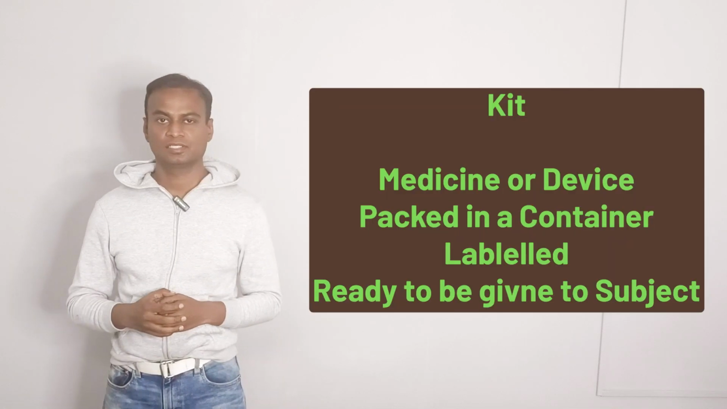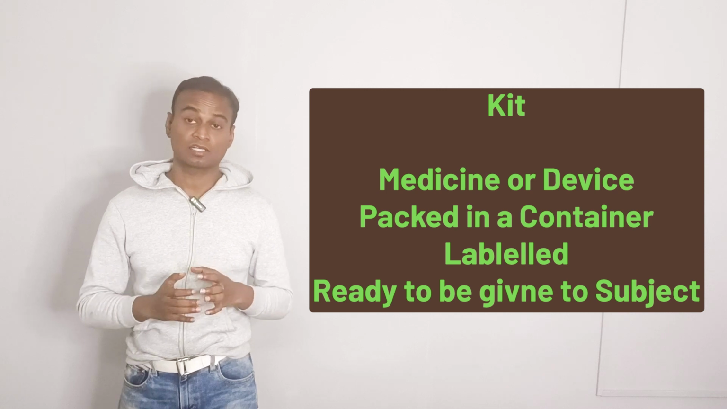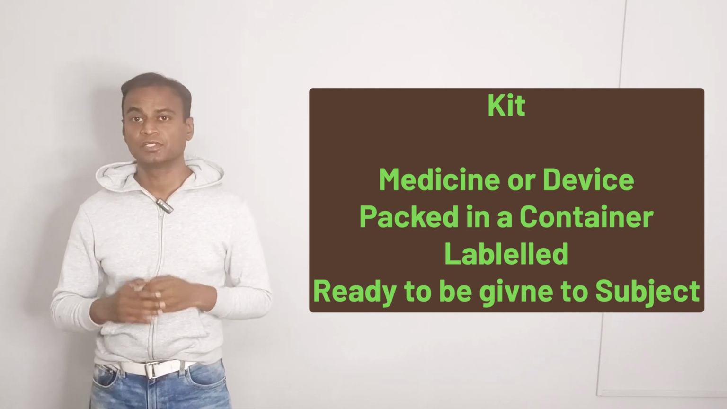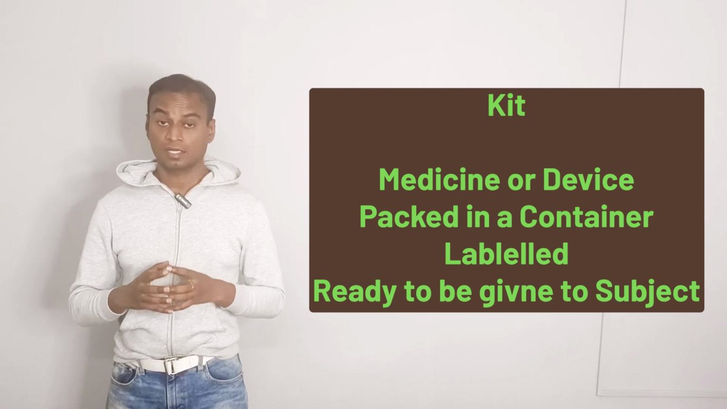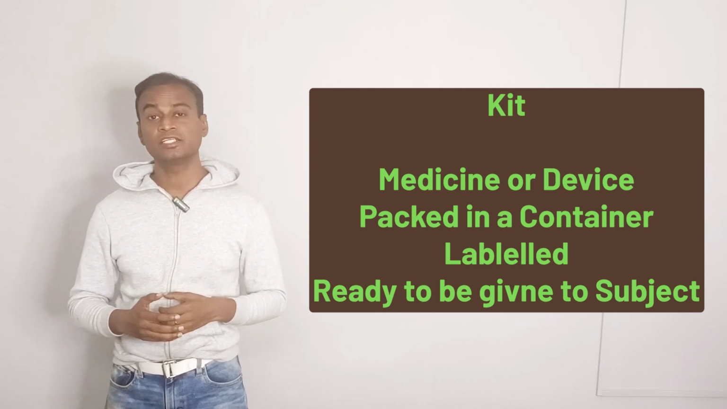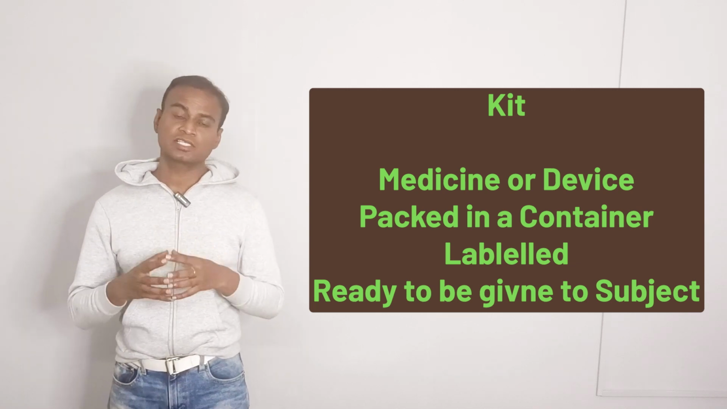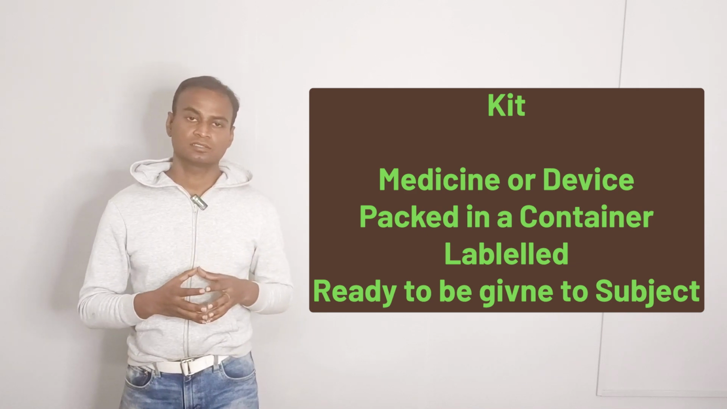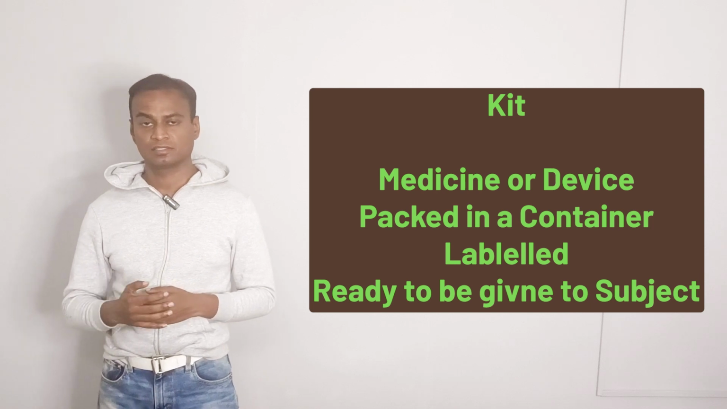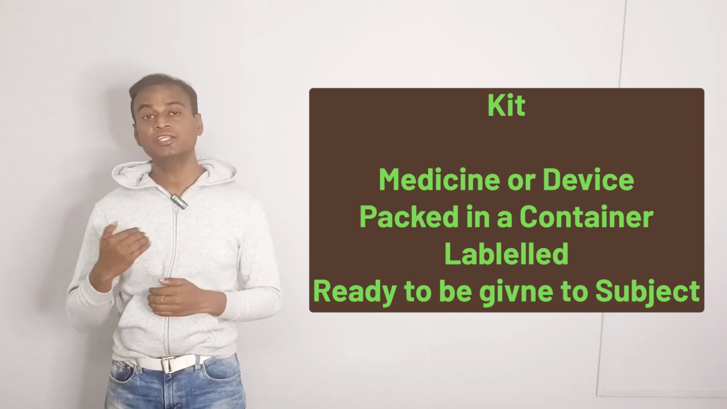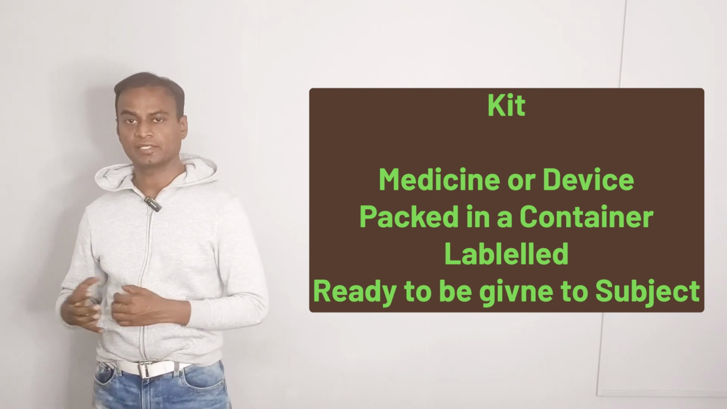What is a kit? A medicinal product that has undergone all the stages of production, including packing in its final container, and it is labeled and ready to be given to a subject. This can be a medicinal product, a medicine or a device, that is ready to be given to a subject at the site.